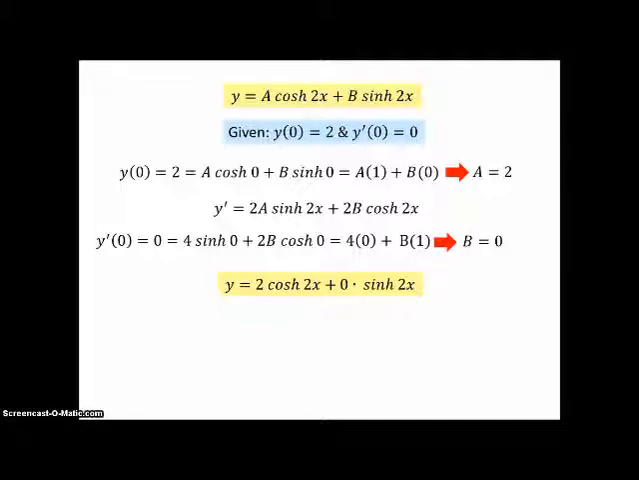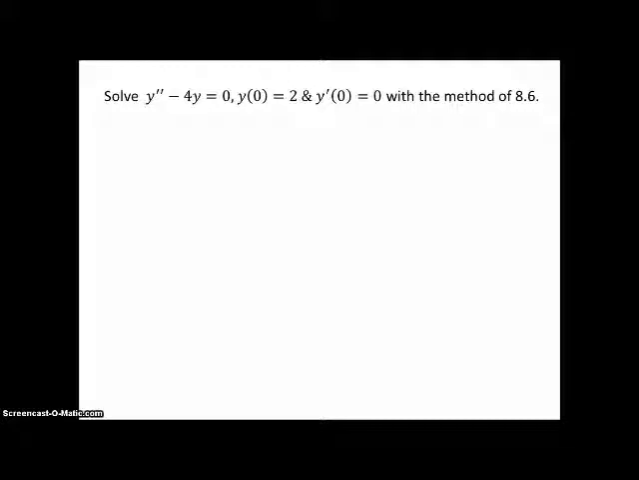And if you like, you can rewrite cosh 2x in terms of the exponential function and get a nice pretty answer of y equal e to the 2x plus e to the negative 2x. Now again, this particular differential equation can be solved using the method of 8.6. So let's just run through that quickly to confirm our answer.